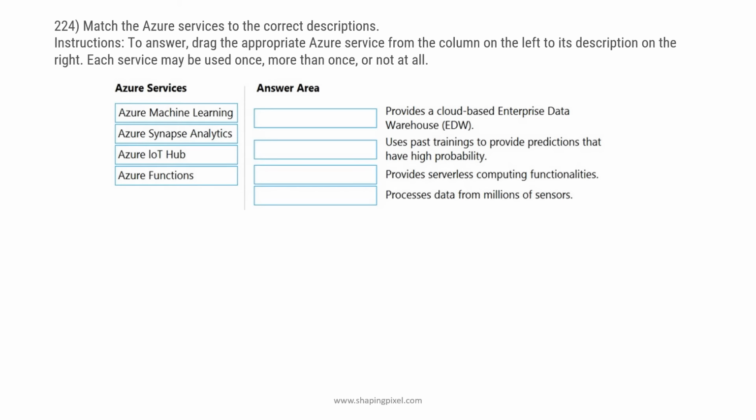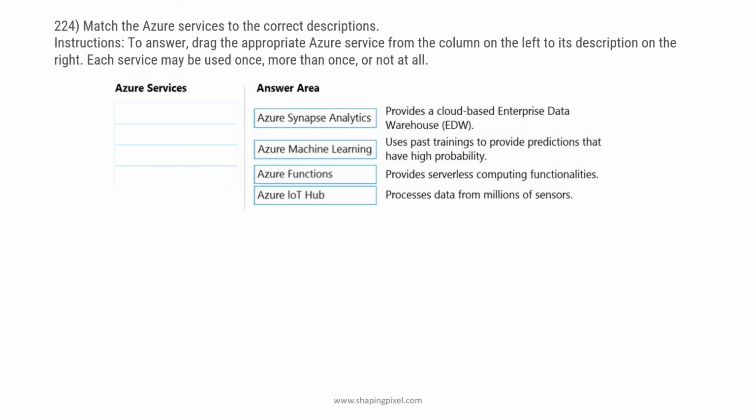Question number 224. Match the Azure services to the correct descriptions. Instruction to answer: drag the appropriate Azure service from the column on the left to its description on the right. Each service may be used once, more than once, or not at all. So the Azure services: Azure Machine Learning, Azure Synapse Analytics, Azure IoT Hub, Azure Functions. So the right options are, Azure Synapse Analytics provides a cloud-based enterprise data warehouse. Azure Machine Learning uses past training to provide predictions that have high probability.